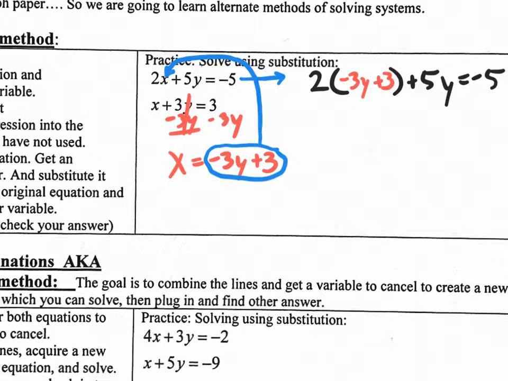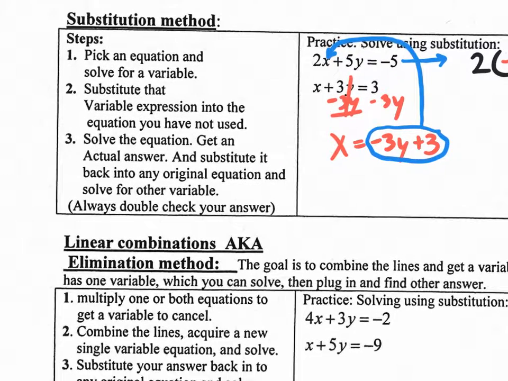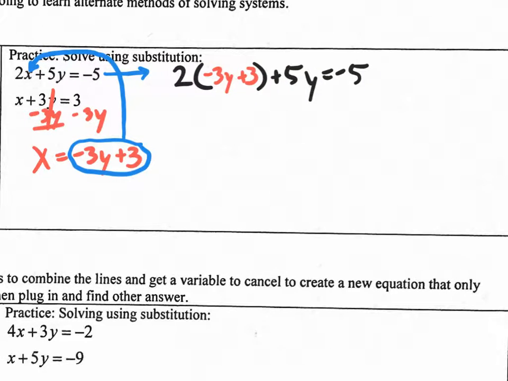Let's distribute. And by the way, this is step 3. Step 3 is solve that equation, get an actual answer. Then after that, we're going to substitute it back into any original equation and solve for the other variable. So let's solve this equation first.